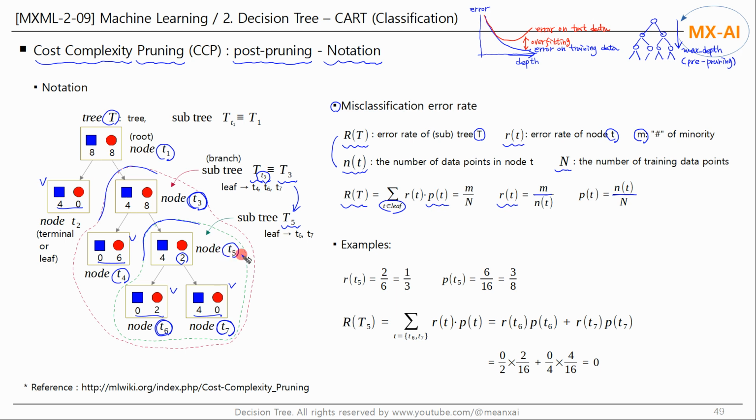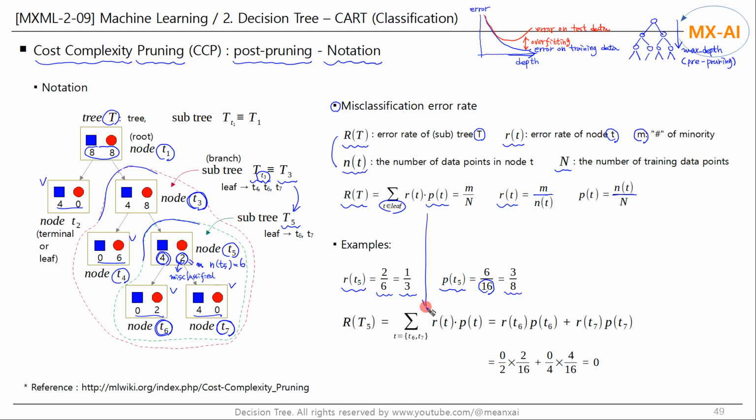For example, node t5 contains 6 data points, of which 4 are blue and 2 are red. Since the majority class is blue, the 2 red data points are considered misclassified. Therefore, m equals 2, and the misclassification rate of this node, r of t5, is 2 divided by 6, which gives us 1/3. Since the total number of data points in the dataset is 16, p of t5 is 6 divided by 16, which simplifies to 3/8.